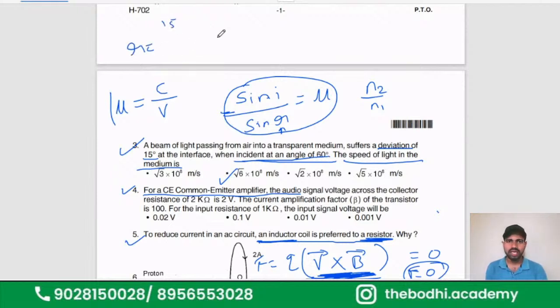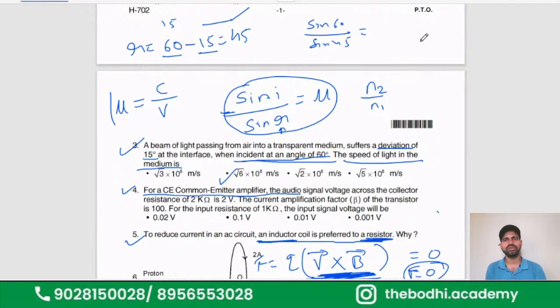So, simple case. If the incident angle is this much and the angle of deviation is this much, then if you subtract, angle of incidence minus angle of deviation is equal to r. Angle of incidence minus angle of deviation is equal to the angle of refraction. That is 45. So sine i is sine of 60. Sine of 60 over sine of 45 equals mu.